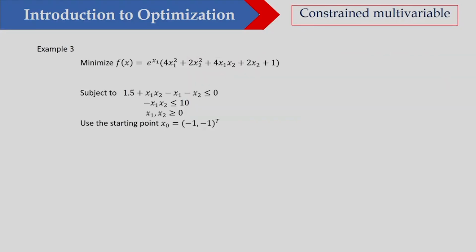Let us see another example problem, and this is also a nonlinear minimization problem with constraints. So, this is example 3. Here this is the objective function and we have two nonlinear inequality type constraints, and x1 and x2 are positive and the starting point is -1, -1.